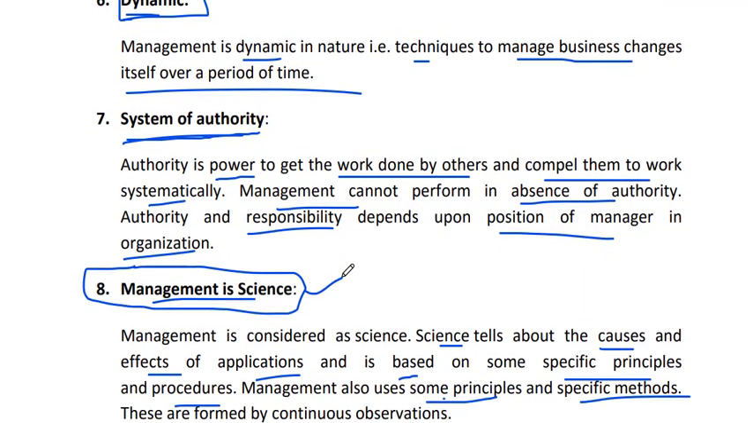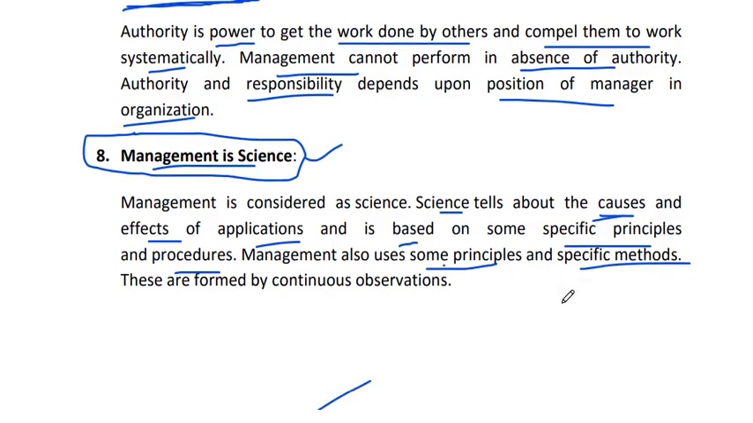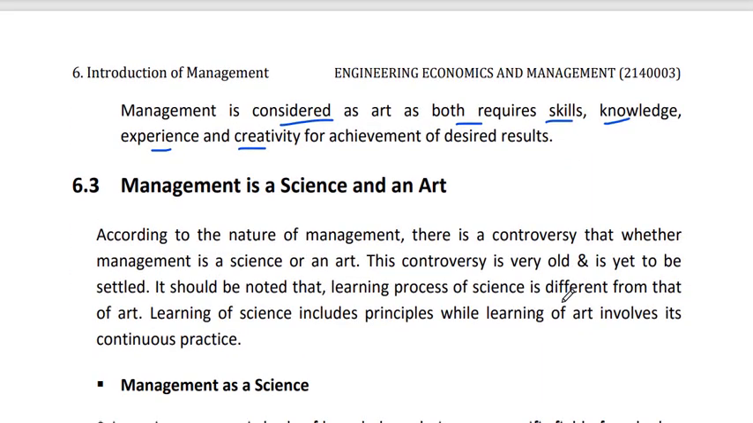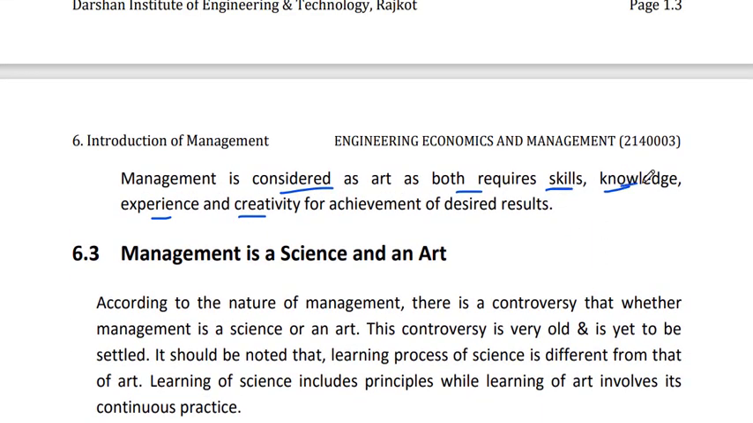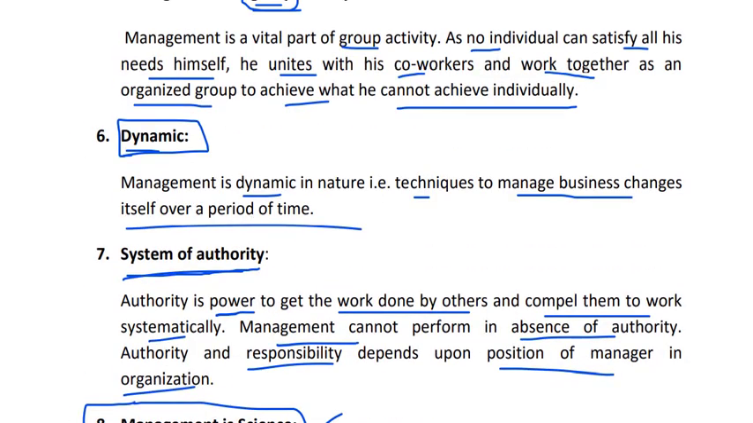Management is a science. Why? Because science uses specific principles and procedures. Management also uses specific principles and methods to accomplish the desired goal and objective. So management is called a science, and management is also an art. You have to use skill, knowledge, experience, and creativity to achieve goals. So management is both science and art.